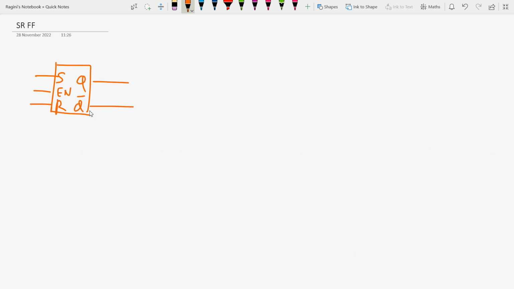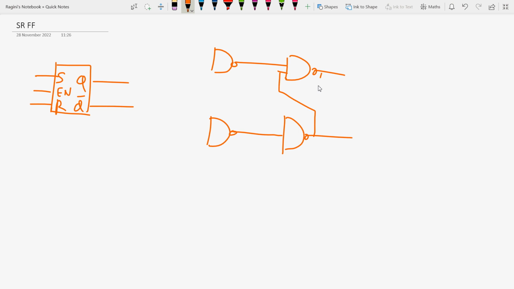Okay, now I can show you that this SR flip-flop can be designed using NAND gates. So if I'm going to use 4 NAND gates, like 1, 2, then 3 and then 4. Here is the feedback, and here this is gate 1, gate 2, gate 3, gate 4, and gate 3 and gate 4 are commonly connected to this enable input En. Okay, and this is R and this is set.